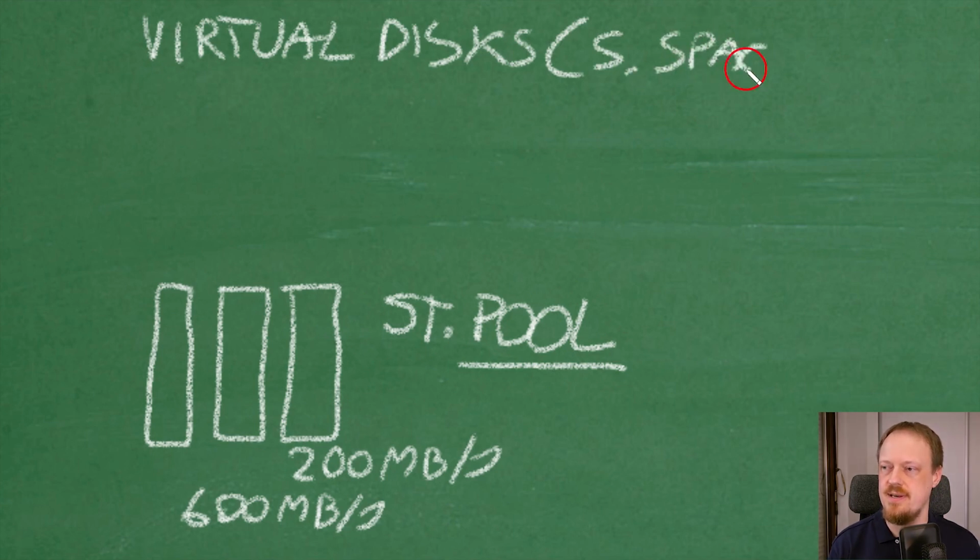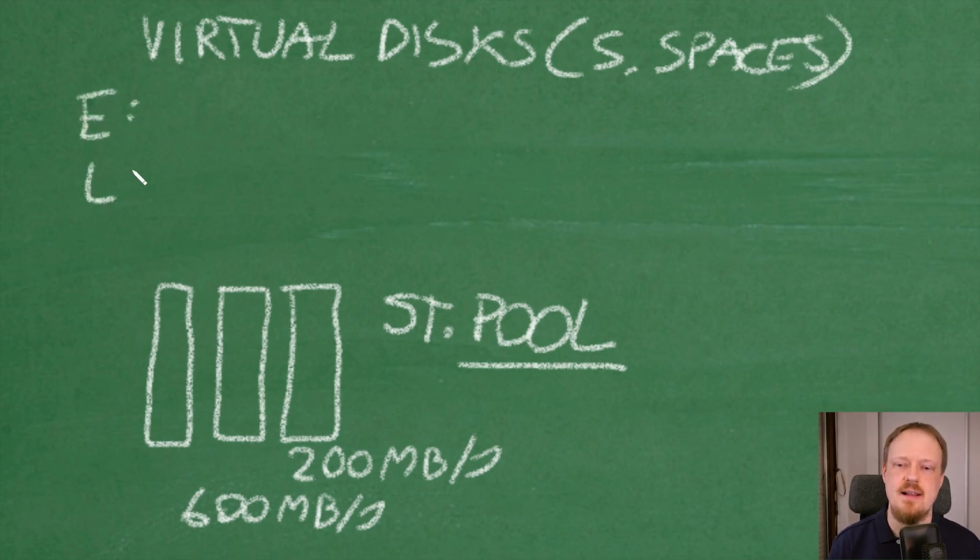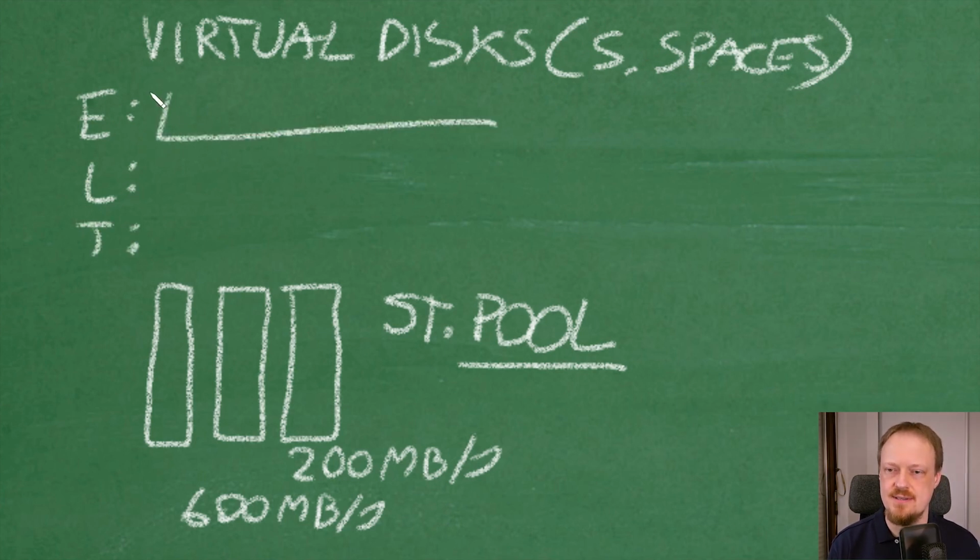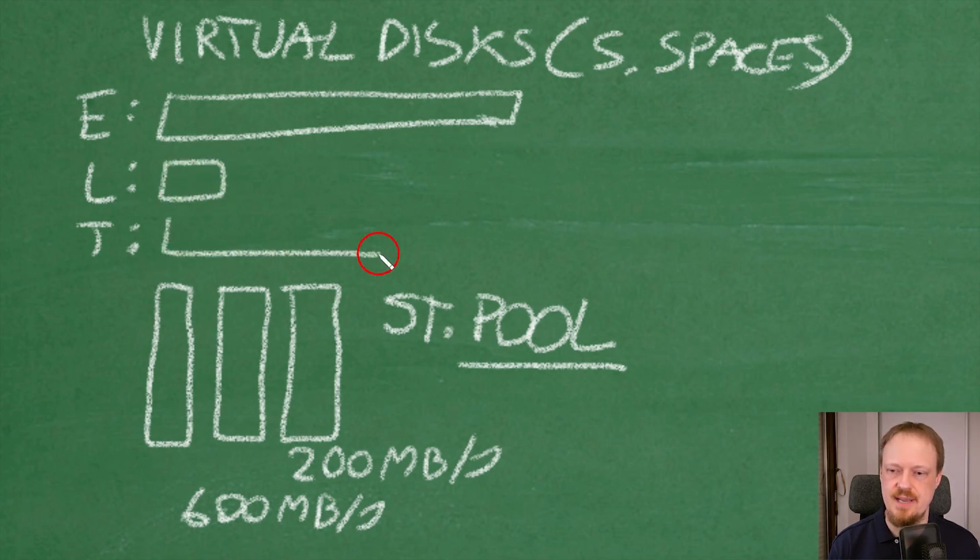Storage spaces. So these virtual disks, for example, L, T drives, these virtual disks are visible to your operating system. And they are built on top of this storage pool, on top of these physical disks. So you specify, everybody loves to specify size, but I'm more interested in performance.